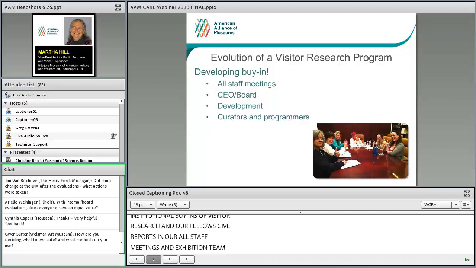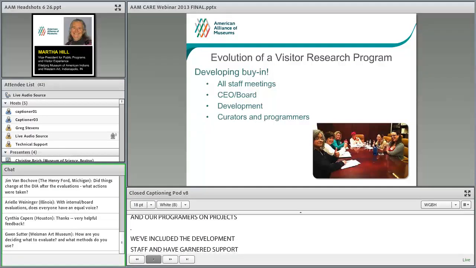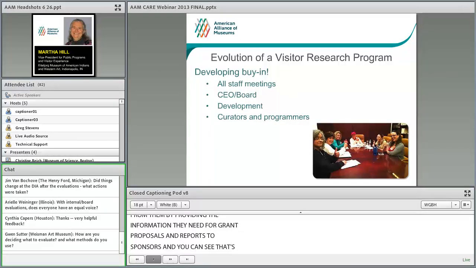We've been working on building institutional buy-in to the value of visitor research, and our fellows regularly give reports in our all-staff meetings and our exhibition team meetings, and they work very closely with our curators, our designer, and our programmers on projects. We've included the development staff in some of these sessions and have garnered support from them by providing the kinds of information they need for grant proposals and reports to sponsors.